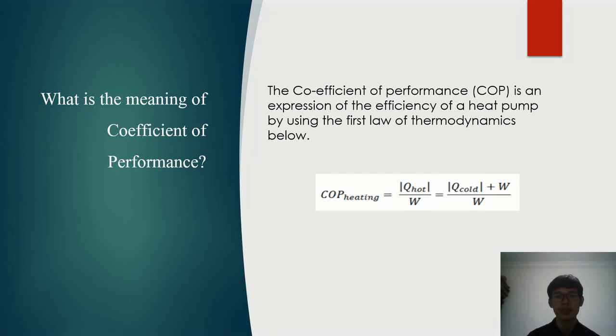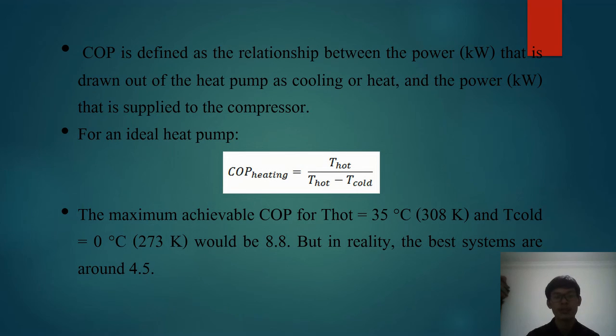When calculating the COP of a heat pump, the heat output from the condenser is compared to the power supplied to the compressor. COP is defined as the relationship between the power that is drawn out of the heat pump as heating or cooling and the power that is supplied to the compressor. For an ideal heat pump, it can be derived that COP is equal to T hot divided by T hot minus T cold, where T stands for temperature.